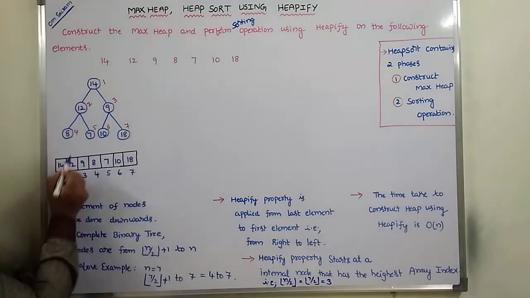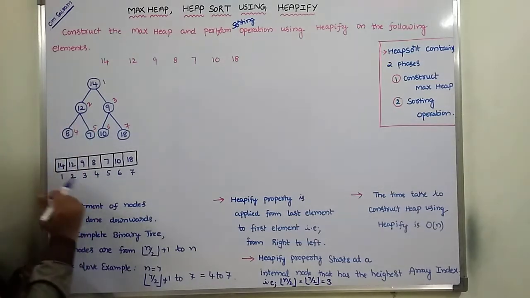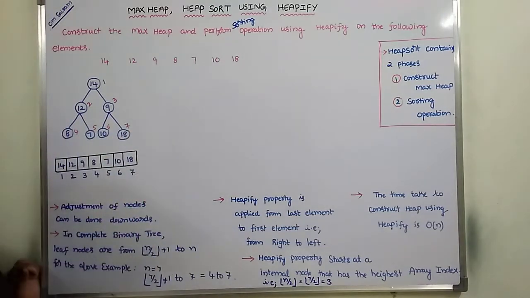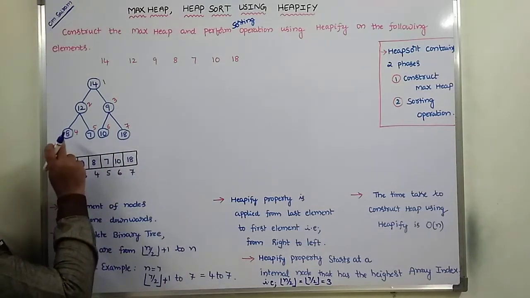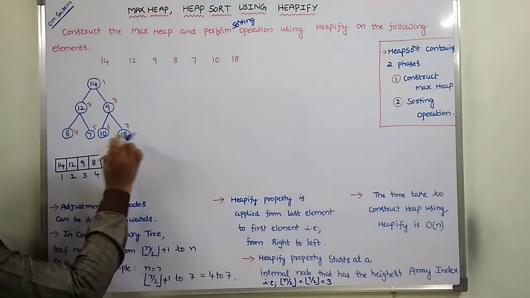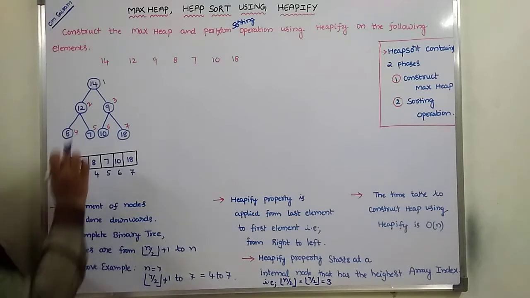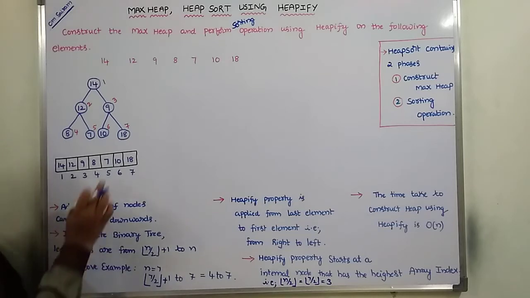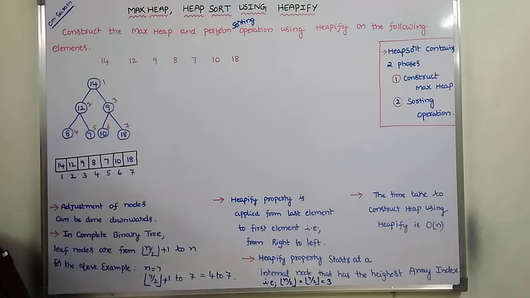While writing the array representation, we have to follow level by level, and in each level from left to right. In the last level there are 4 nodes, so from left to right: 8, 7, 10, 18. In the second level there are 2 elements, 12 and 9. In the first level only one element is there, that is 14. So the above binary tree can be represented in array form.